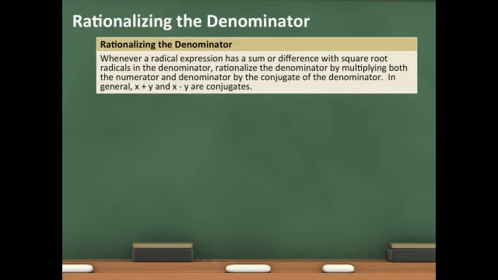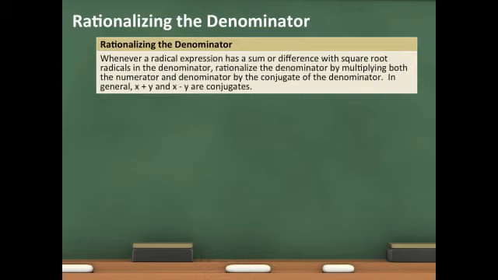Whenever a radical expression has a sum or difference with square root radicals in the denominator, we rationalize the denominator by multiplying both the numerator and denominator by the conjugate of the denominator. In general, given a binomial x plus y, the conjugate is x minus y.